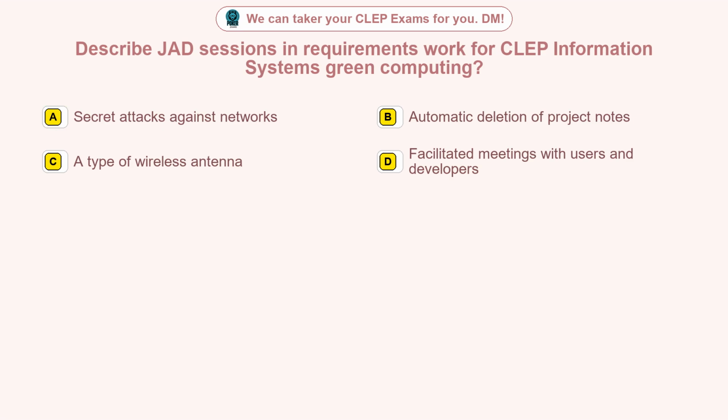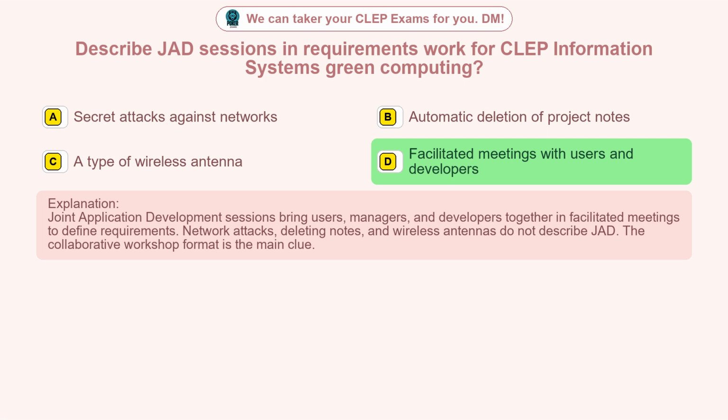Question 73. Describe JAD sessions in requirements work for CLEP Information Systems green computing? Option A. Secret attacks against networks. Option B. Automatic deletion of project notes. Option C. A type of wireless antenna. Option D. Facilitated meetings with users and developers. The correct answer is option D. Facilitated meetings with users and developers. Joint application development sessions bring users, managers, and developers together in facilitated meetings to define requirements. Network attacks, deleting notes, and wireless antennas do not describe JAD. The collaborative workshop format is the main clue.